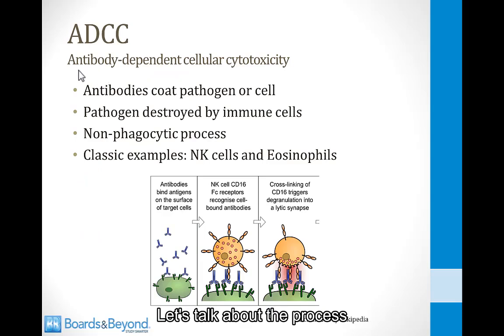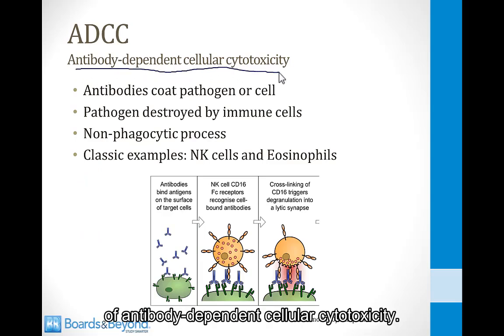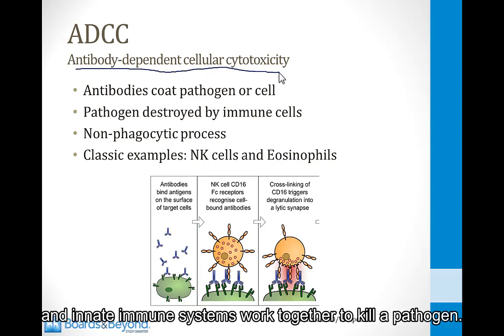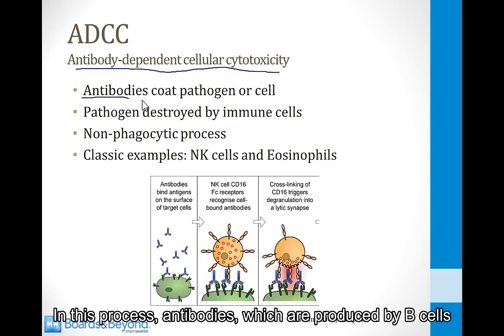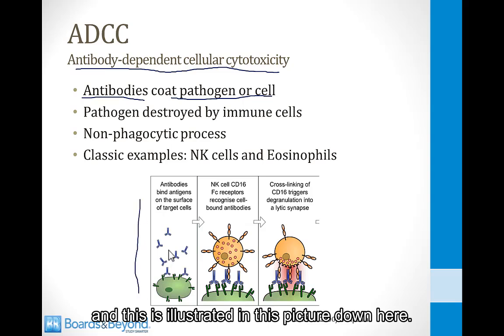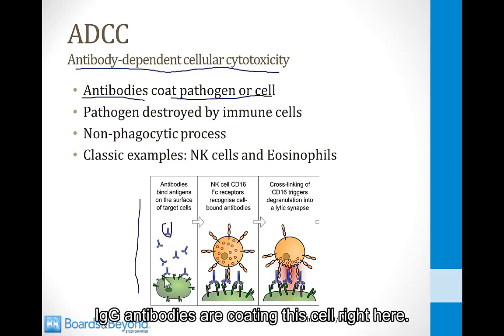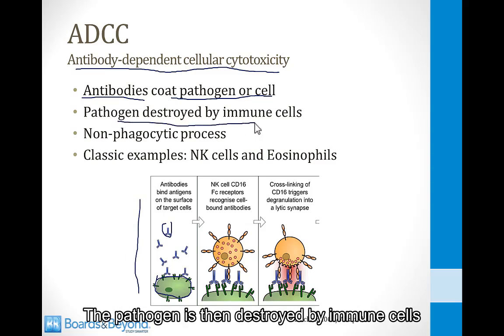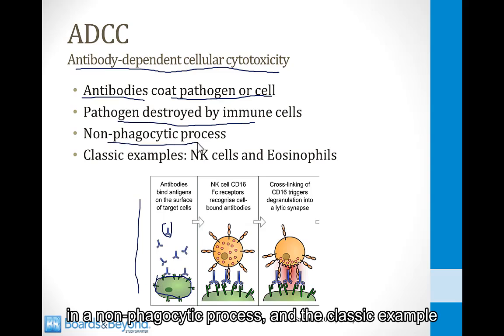Let's talk about the process of antibody-dependent cellular cytotoxicity. This is a process by which the adaptive and innate immune systems work together to kill a pathogen. In this process, antibodies, which are produced by B cells of the adaptive immune system, coat a pathogen or cell. And this is illustrated in this picture down here. IgG antibodies are coating this cell right here. The pathogen is then destroyed by immune cells in a non-phagocytotic process.